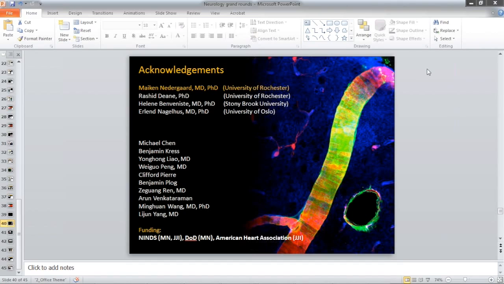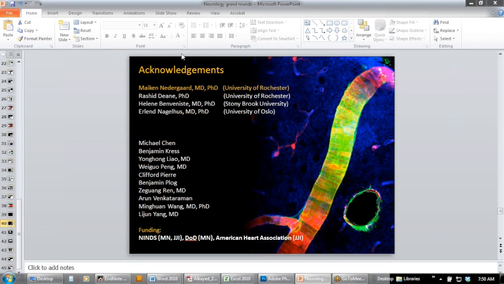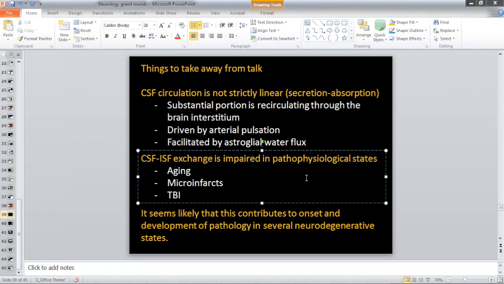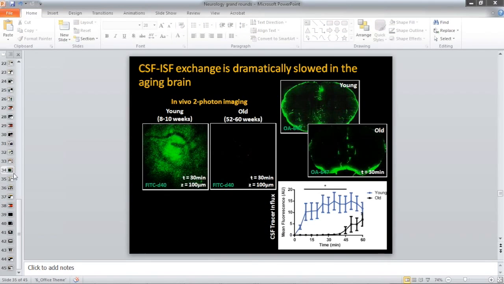Hey, Jeff, that was an amazing talk. I really enjoyed it. Can you go back just a couple slides to your takeaway points? Yeah, there. So, facilitated by astroglial water flux. That was really interesting to me. I'm just wondering if this flux is directional, or is it, like you were saying before, spherical in nature, going in all directions? It just enhances diffusion in general, or does it have a specific directionality to it that pumps it?